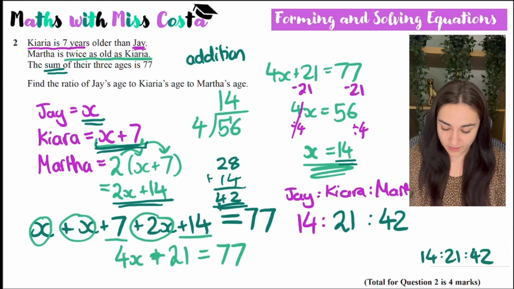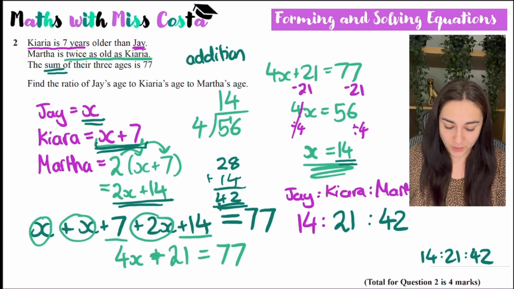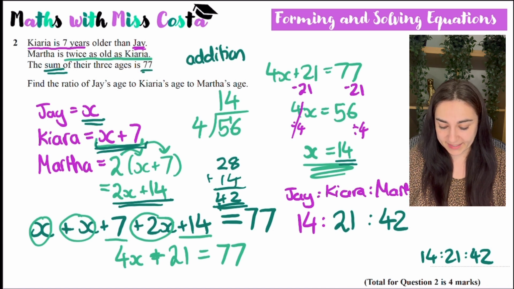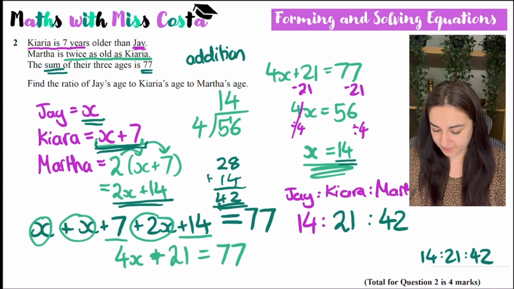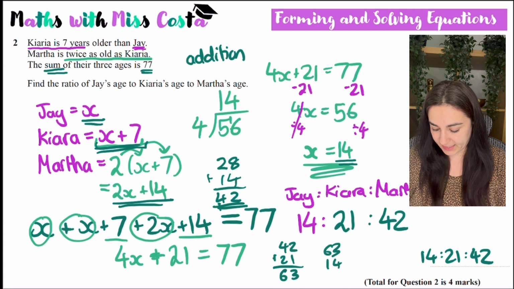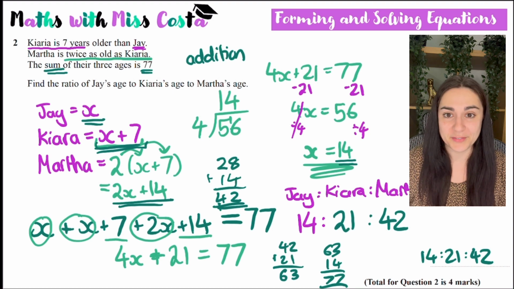To double check, what must their ages add up to? Well, I'm told that their ages sum to make 77. So if I just did 42 plus 21, that gives me 63, and then 63 plus 14 gives me 77. So I know I've done it right.